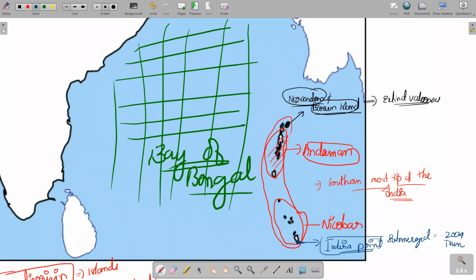Now, answer everyone, is the map visible to all of you? Just turn on your mic and tell me. Is the map visible? It's visible, sir. Kanyakumari, sir.